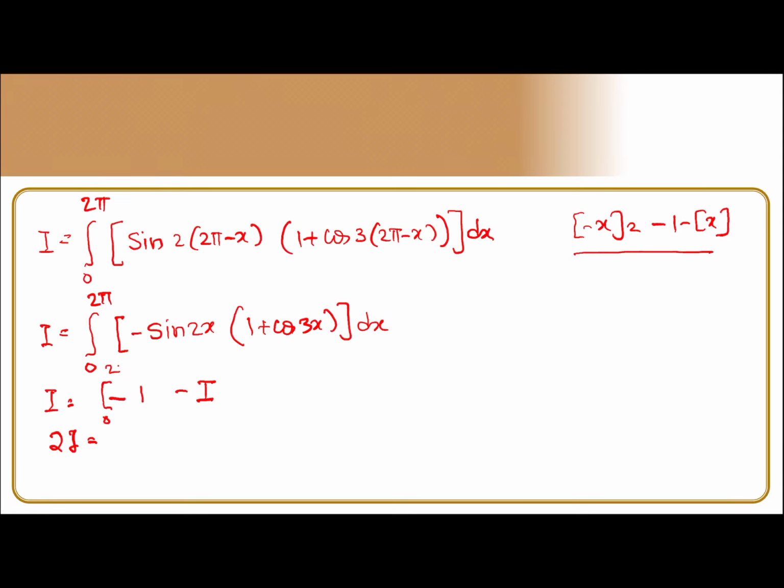Because that's the value you are writing. So this becomes minus 2 pi, minus I. This part only. So now 2I is equal to minus 2 pi, or I equal to minus pi.